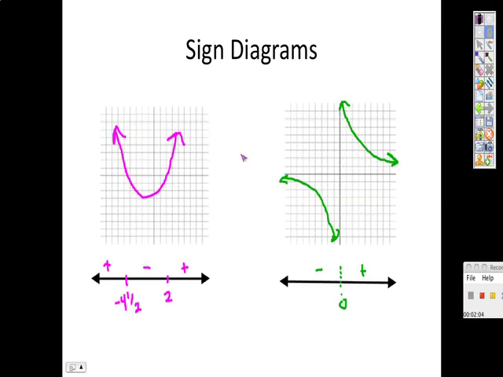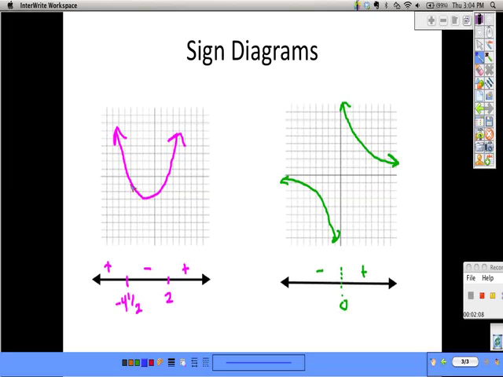Sign diagrams. This might be something a little bit new. What we're doing is we're looking at the zeros of our graph and we're discussing the behavior on either side of them. So I'm drawing myself a number line labeled with the zeros, and then if the graph is positive, I'm putting a plus. If it's negative, I'm putting a minus. Just like this. This is showing me positive versus negative portions of the graph.